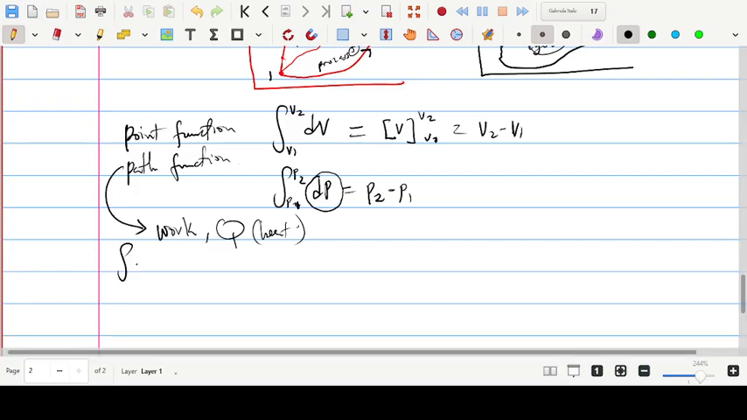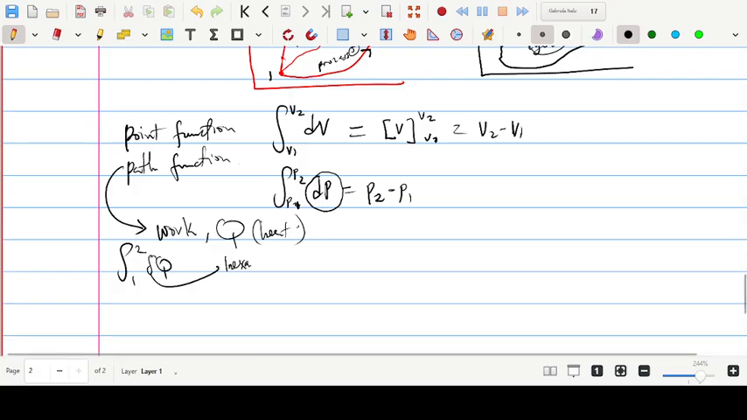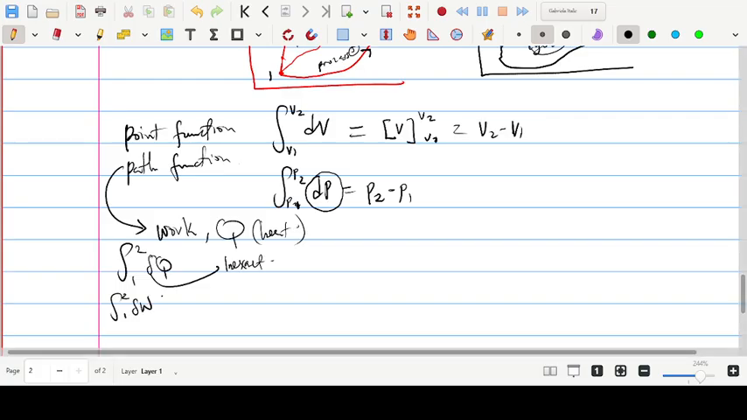So for a path function, you have the integral from 1 to 2 of delta q. So this is not exact, this is inexact. Inexact. So if it is in terms of work, it is also the w. So that's the point function and path function.